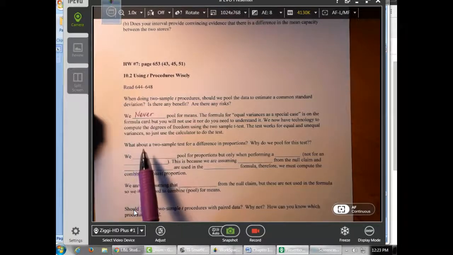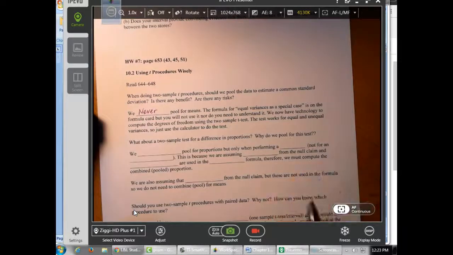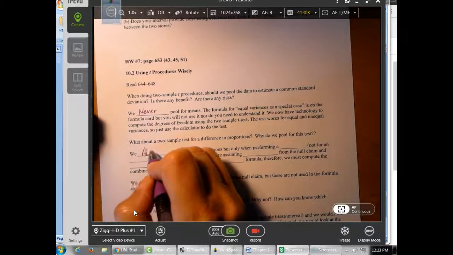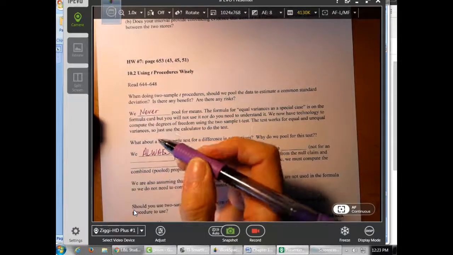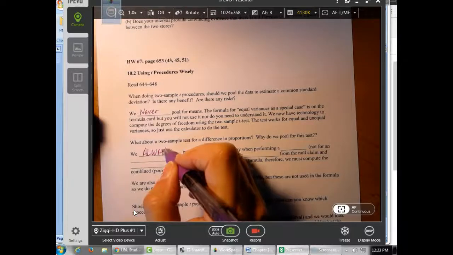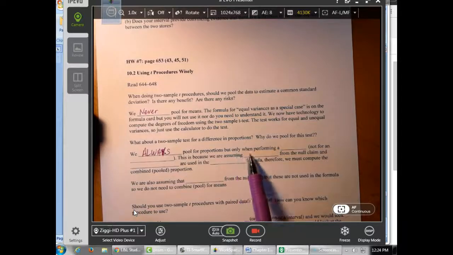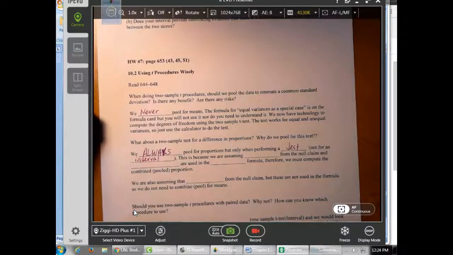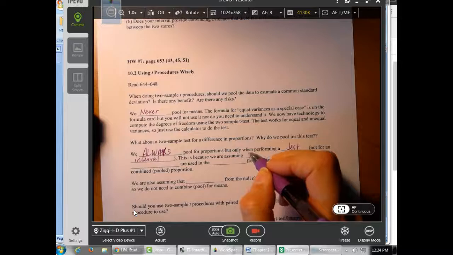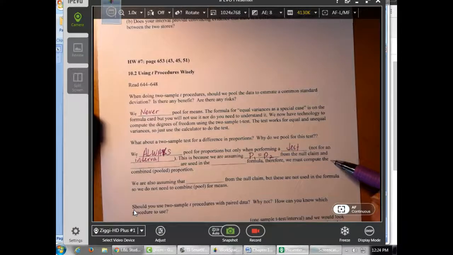So what about a two sample test for a difference in proportions? Why do we pool for this test? Yes. We always do. We always pool for proportions, but only when performing a test, not for an interval. This is because we are assuming that p sub 1 equals p sub 2 from the null claim.